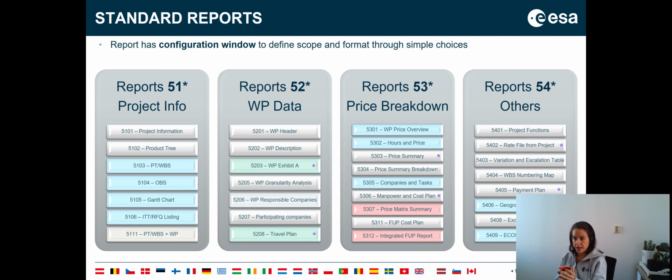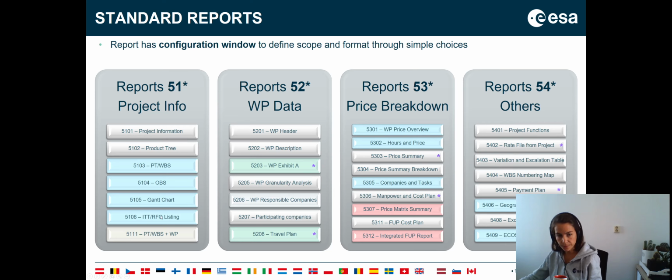So I will try to show you here the most important reports. But basically I've tried to put a color coding just for you to get familiar with these reports. So in green are the reports that are mandatory to have most of the time. You can see here this is the Exhibit A and the travel plan, which corresponds to our Exhibit A and Exhibit B of the PSSA2.